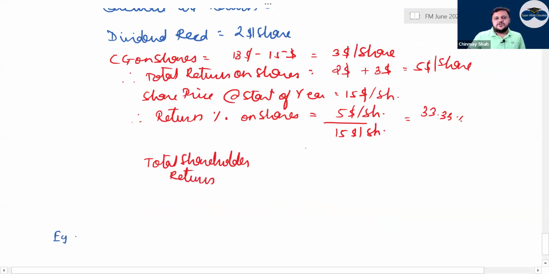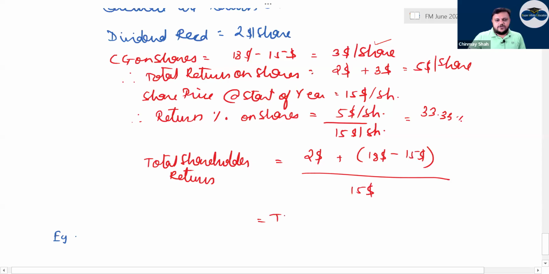You can write what? This is $2, correct? Plus, can you write this $3, right? This $3 as $18 minus $15. Tell me, will it be okay if you write $18 minus $15? The whole divided by how much? $15. So can I write $2 as total dividend?